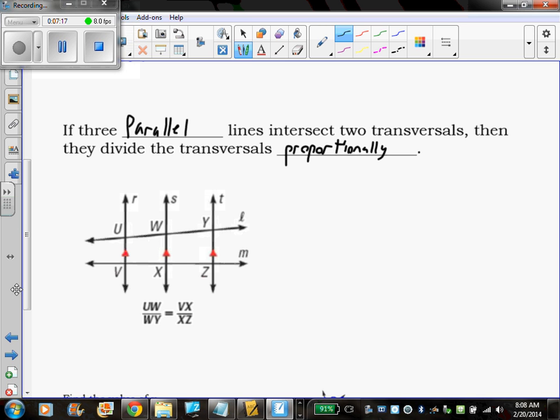So in this picture, we have our parallel lines, we have the two transversals, and they're telling us that UW over WY equals VX over XZ. So you can see how it's sort of splitting it up, where this part here is proportional to this part, or in the same ratio as that part, and the same ratio applies for the matchup on the bottom in the same locations.